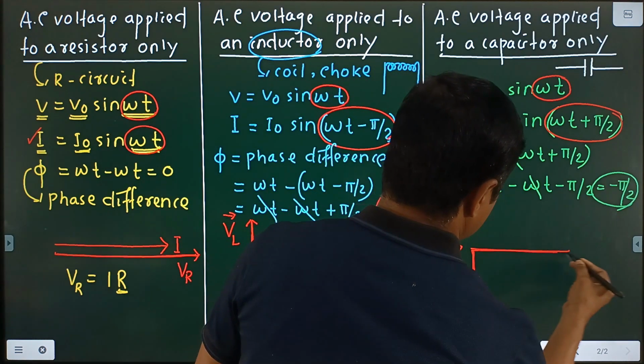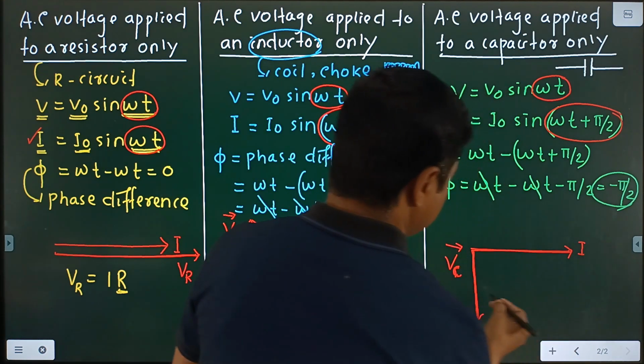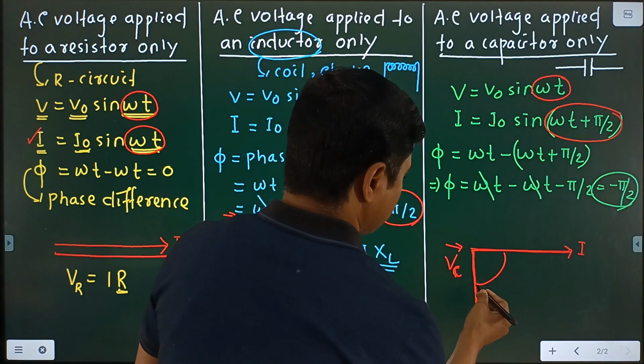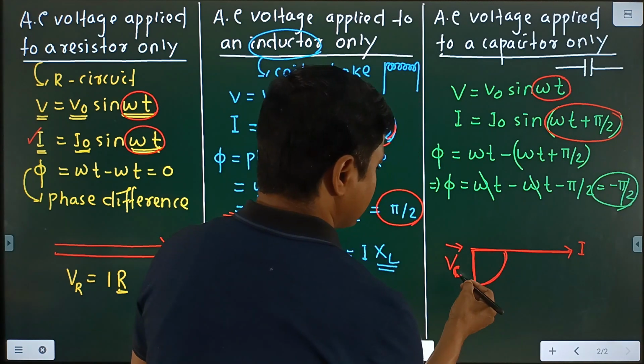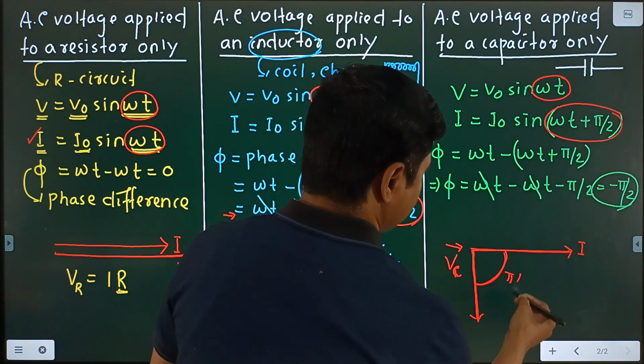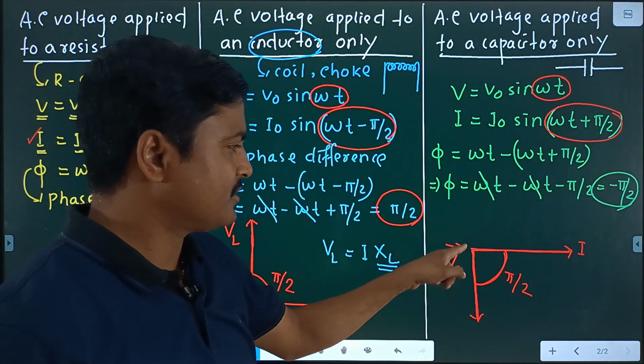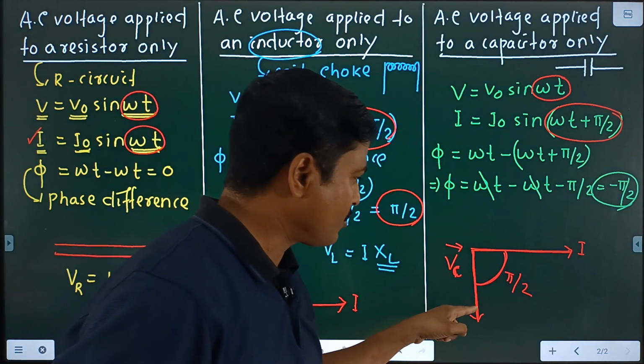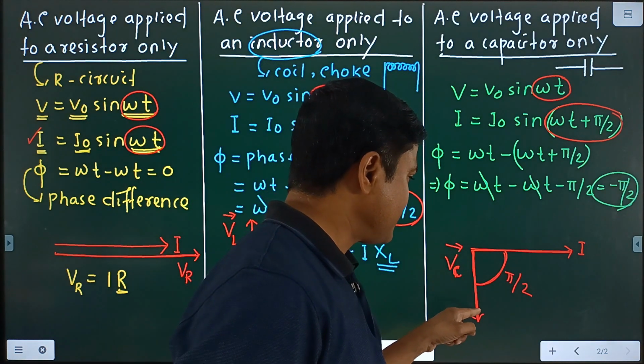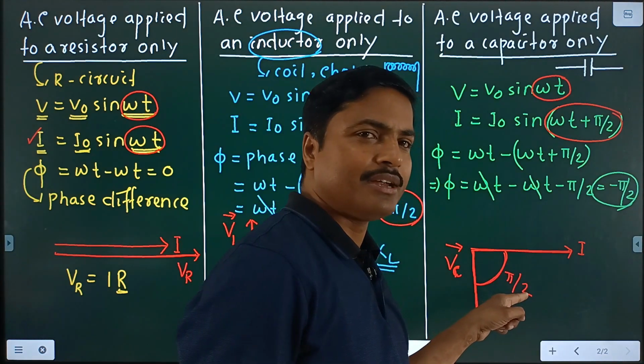This one is the current phasor. For current phasor we write I, and this is the phase difference between the voltage phasor and current phasor. We write that is pi by 2. That means this is the voltage phasor, and current phasor leads by an angle pi by 2.